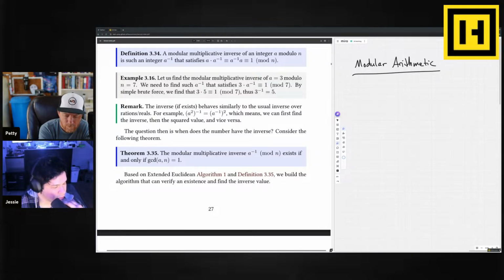I would need to do that out. I don't know if you're like me, but when I'm reading, I can only focus on reading. It's hard for me, none of that really meant anything to me. Let us find the modular multiplicative inverse of a equals 3 modulo n equals 7.